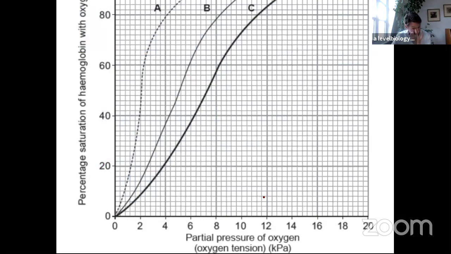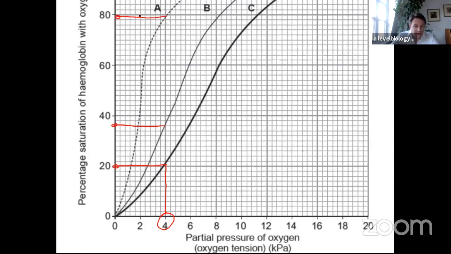This is a classic graph that you get in exam questions, with three different dissociation curves for three different concentrations of carbon dioxide. If you can see, for a partial pressure of 4 kilopascals, at high partial pressures of carbon dioxide you would have a percentage saturation of 20%. At medium levels, it's about 35%, and at very low levels of carbon dioxide, it's about 80% saturated.